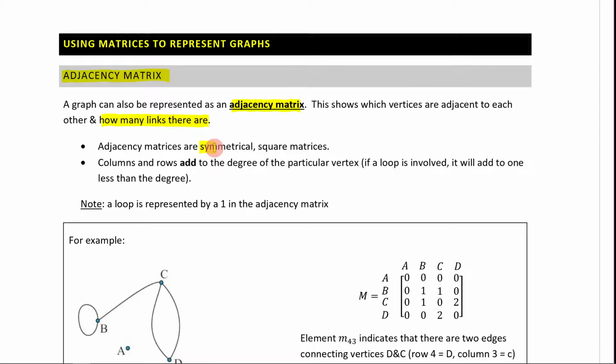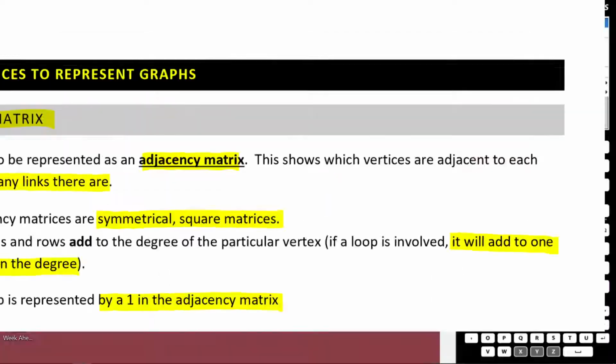Adjacency matrices are symmetrical square matrices. Columns and rows add to the degree of the particular vertex. If a loop is involved, it will add to one less than the degree. Note, a loop is represented by a 1 in the adjacency matrix. Now, this is where we need to remember what we saw in the previous lesson.